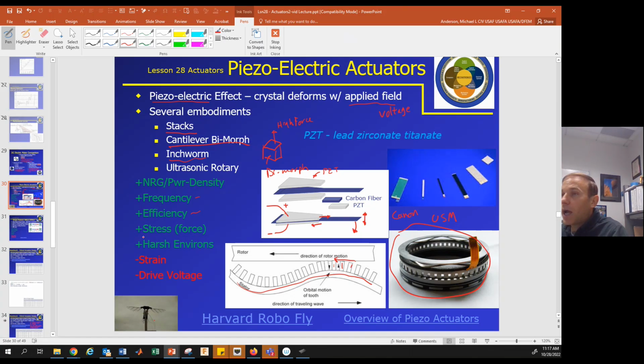They can produce a high stress, which we think of as force, so meaning force per unit area, P over A type stress. And they can operate in harsh environments. They're basically an inert type of material. They won't react with other materials.